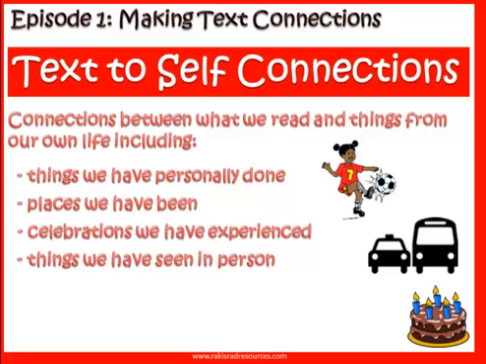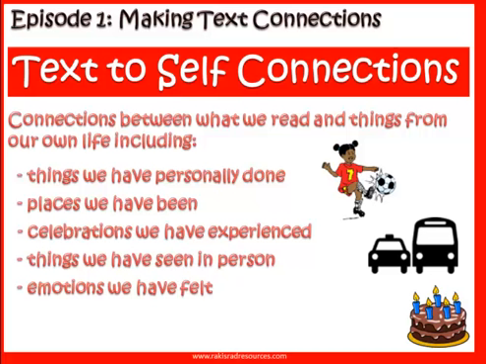So if you've seen somebody else do something, you could connect to, or if you've seen a type of vehicle. For example, if you lived in a world where you had never seen a car and you read a book about a car, it wouldn't make very much sense to you. But because you may have seen a car, you may have even ridden in a car, you're going to be able to understand that and make a better text-to-self connection. We make text-to-self connections based on emotions we have felt.